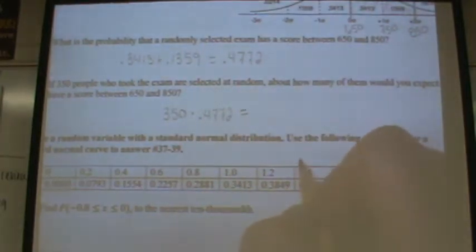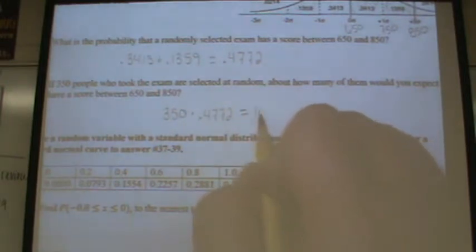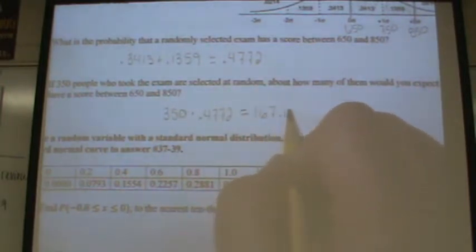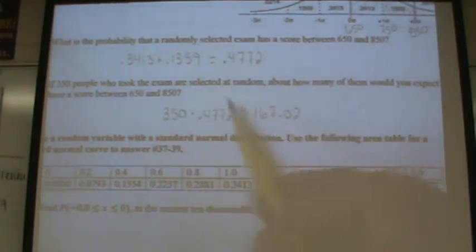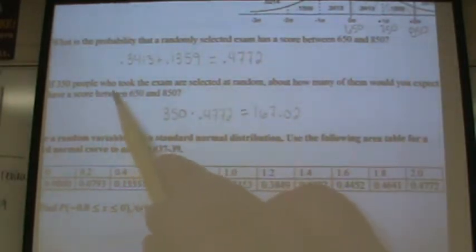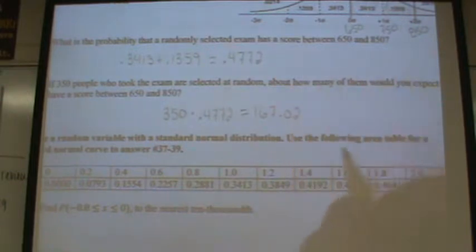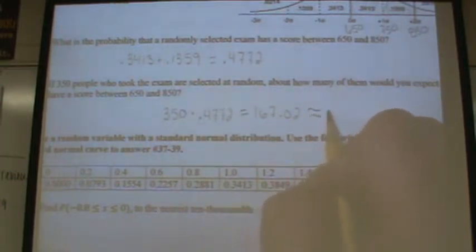So when we multiply, we're going to get 167.02. But it's going to ask you for a whole number because it's asking for people, and you can't have 0.02 of a person. So it's going to be approximately 167 people.